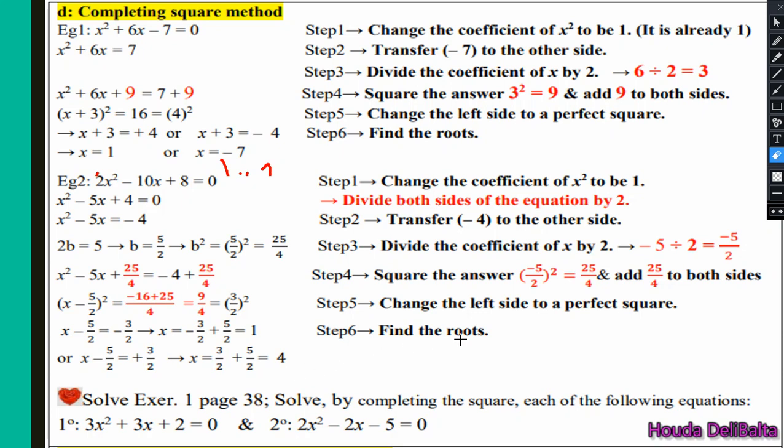And thus, step 6 is to find the roots, and these are the roots of the equation. So these are the exercises that you are going to solve in your book, the Building Up Mathematics book, exercise 1, these parts on page 38.